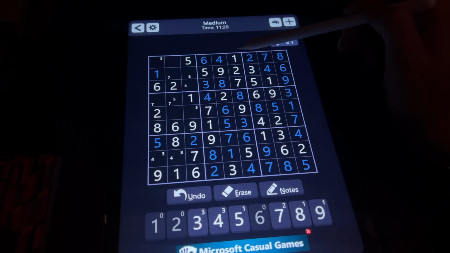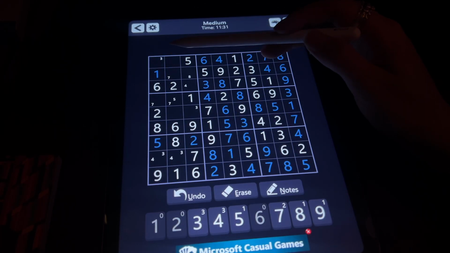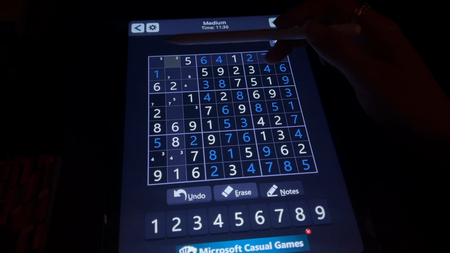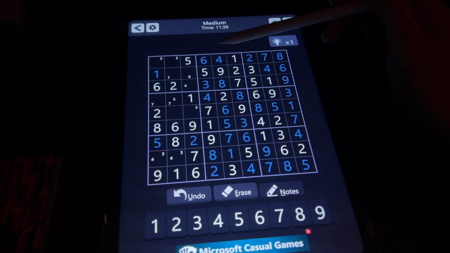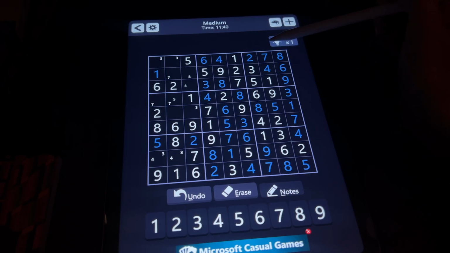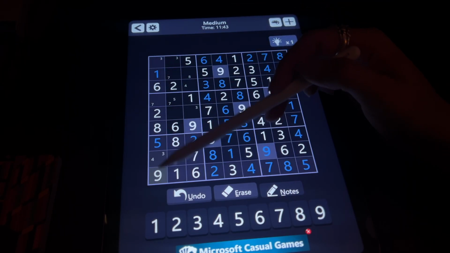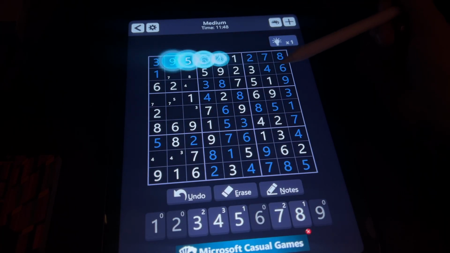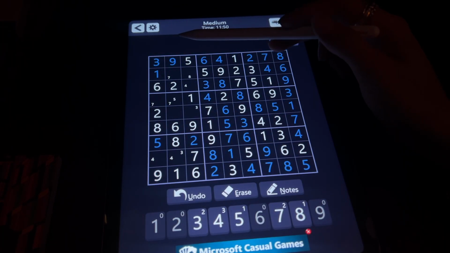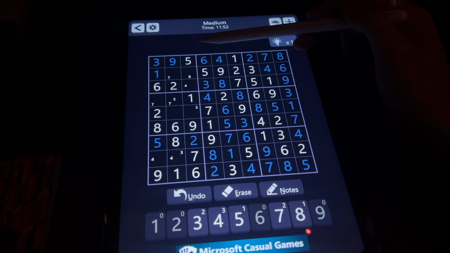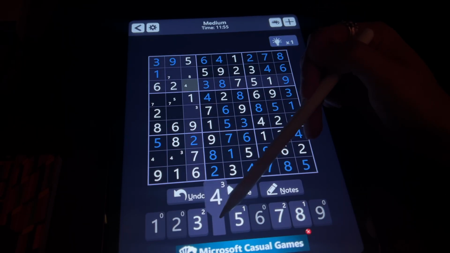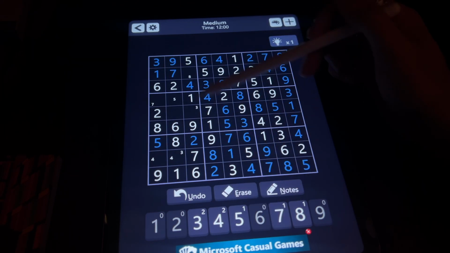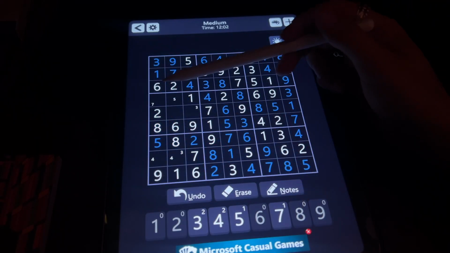Yes, okay. 1, 2, we need a 3. No, note. 3, 3, 4. 5, 6, 7, 8, and a 9. The 9 can't go in this row here, so the 9 goes there. That makes that the 3. 2, 3. The 4 has to go there. The 7 there, and the 8 there.